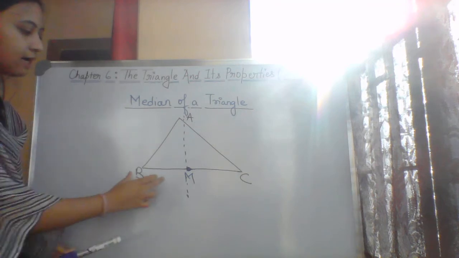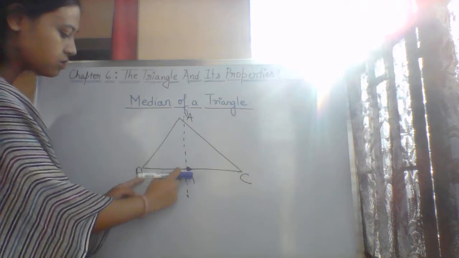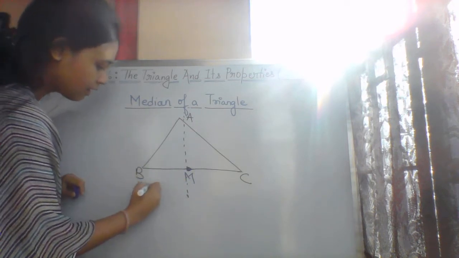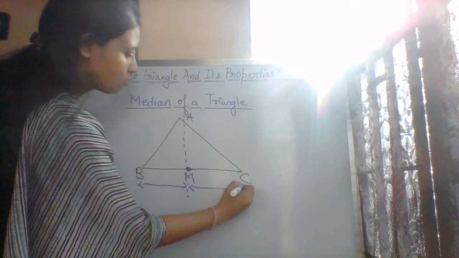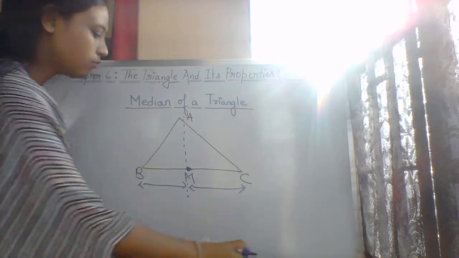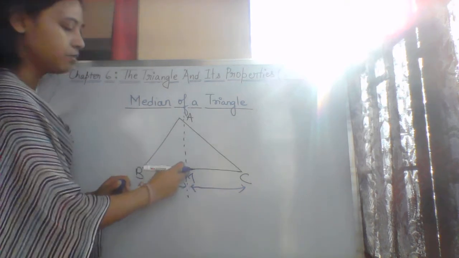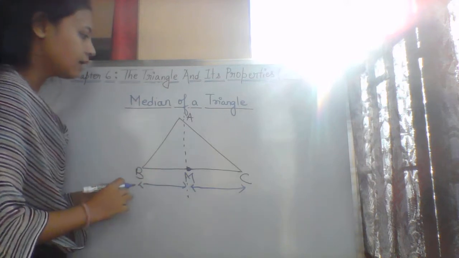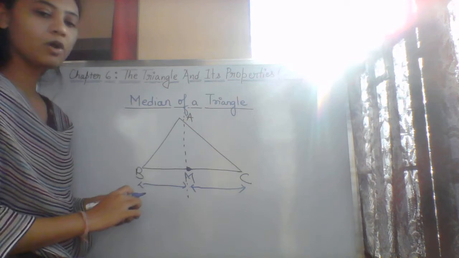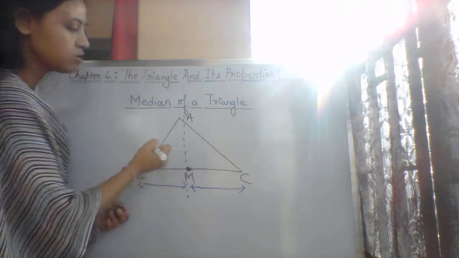Now, with the help of a scale, you can measure how much BM is, and you measure this other value also. You will see both values come out equal. Then M is the midpoint. Now, the midpoint is clear. In this way, how many midpoints will we get? We can get a midpoint here also, and we can get a midpoint here also.